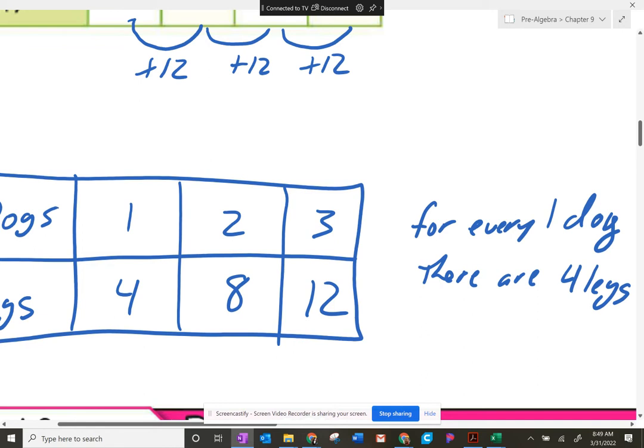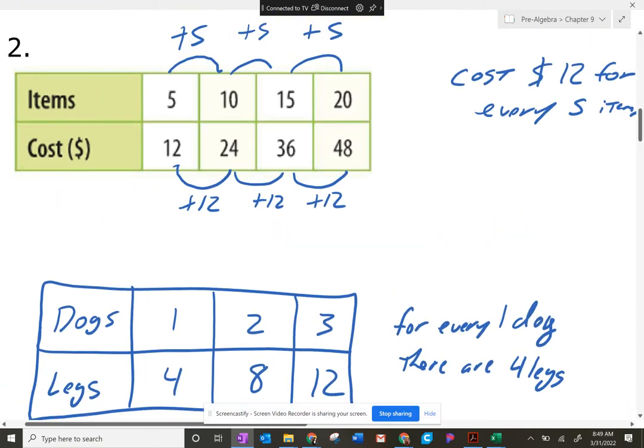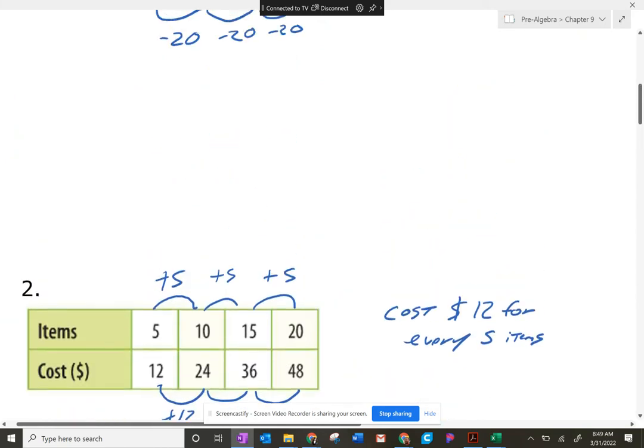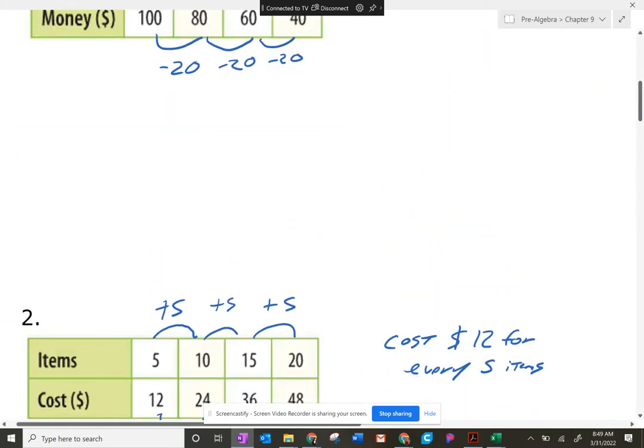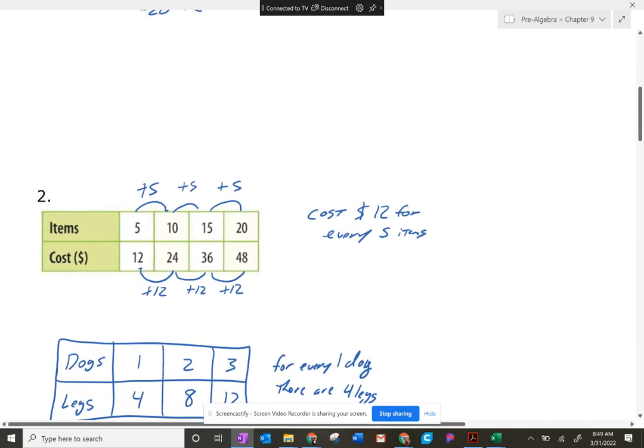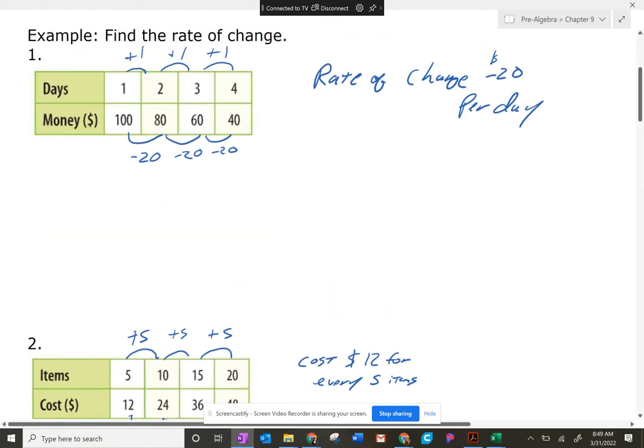Makes sense, right? So this one, that's kind of how we had our dogs and our legs. Up here, we had our items to cost. And then up here, we had how much money per day. Okay. We can try to figure things out for every one item. So when I wrote these things down, this days is kind of like our X value. This money is like our Y value.